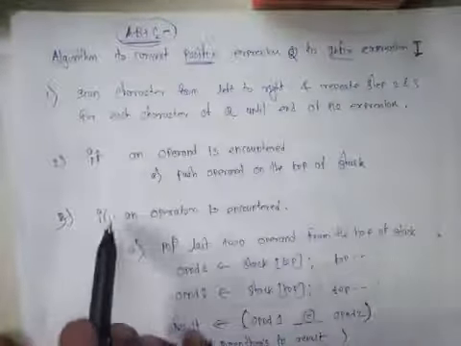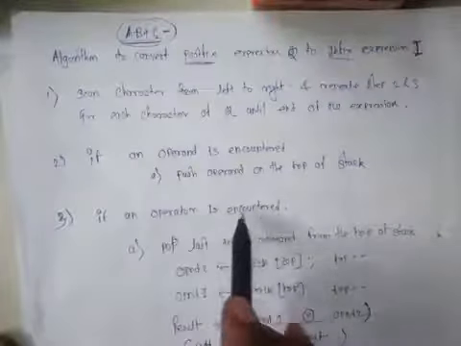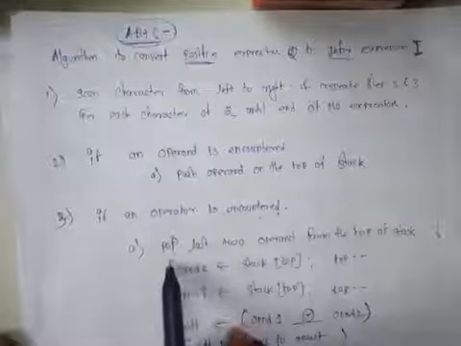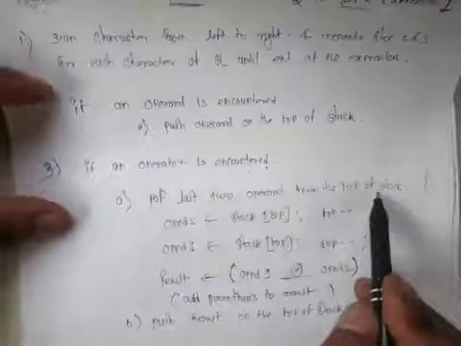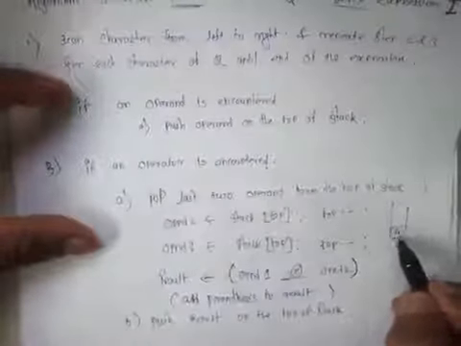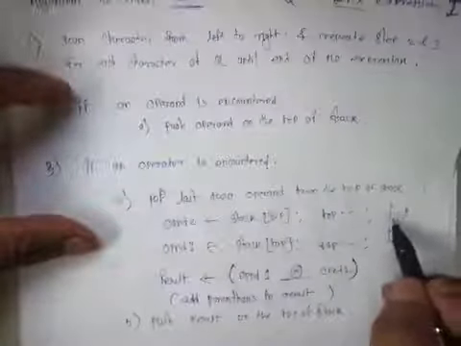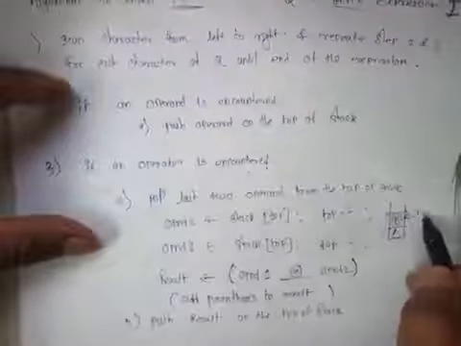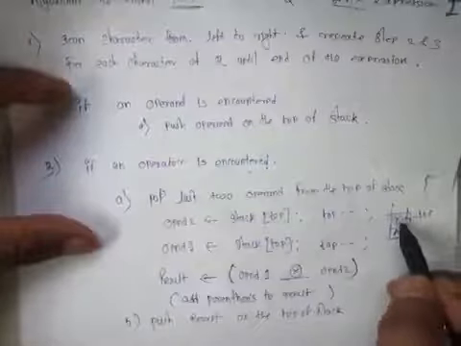And the next step is if an operator is encountered. So what are we going to do? We are going to pop the last two elements from the top of the stack. Suppose you have a, b on the top of the stack. What is the first element? Top is pointing to index location 1, so at index location 1 we have b.